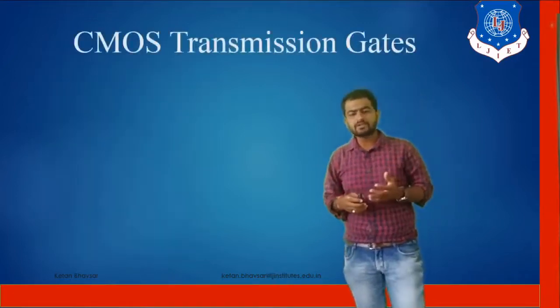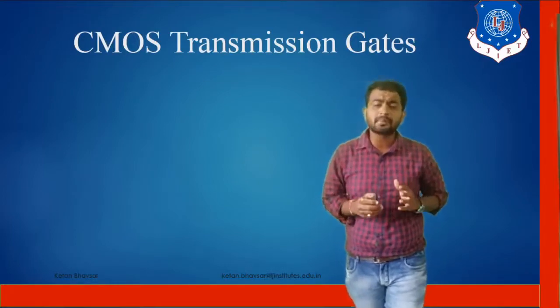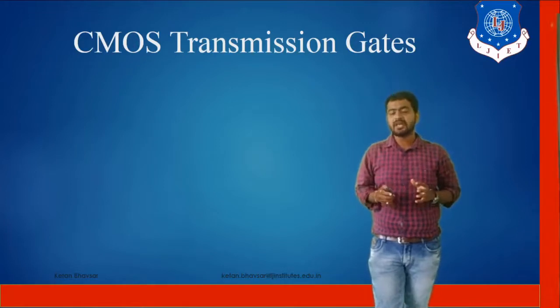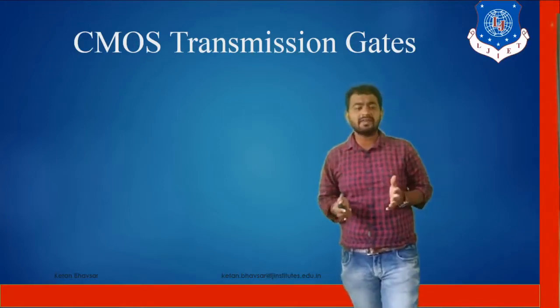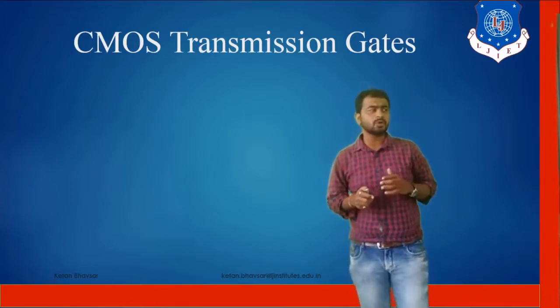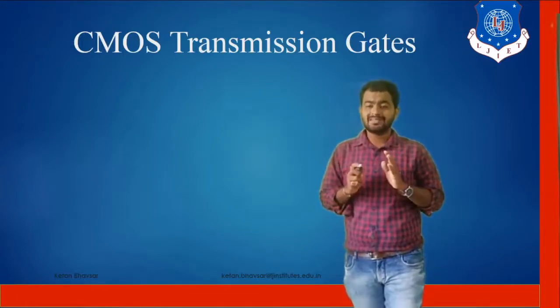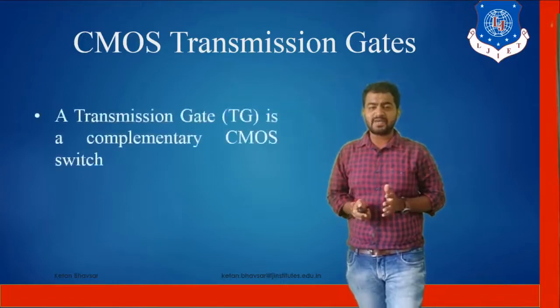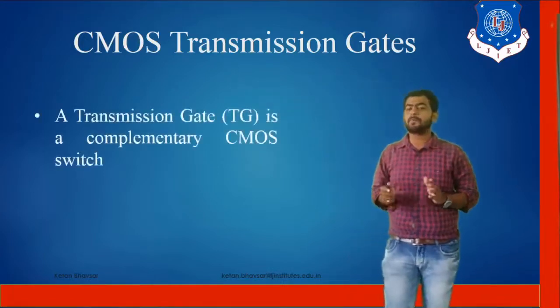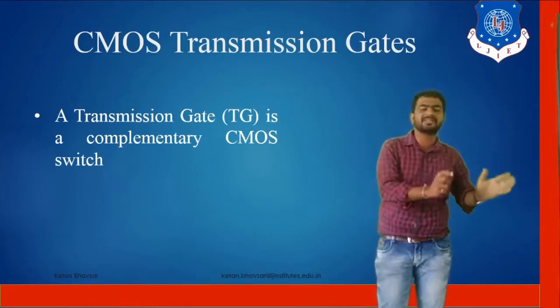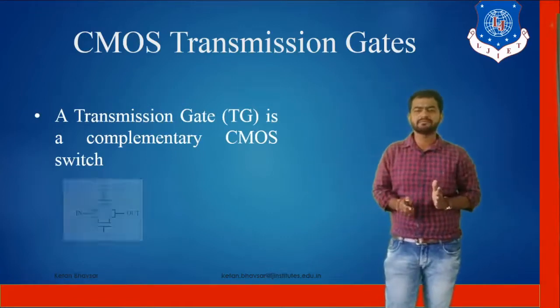Now we are talking about the next topic, and it is a most important topic about CMOS. It's talking about the transmission gate. Now, what exactly is a transmission gate? We can say that the transmission gate has totally opposite operation as compared to a CMOS configuration. As you can see, the transmission gate is a complementary CMOS switch. First of all, make sure that the transmission gate is totally opposite to CMOS.